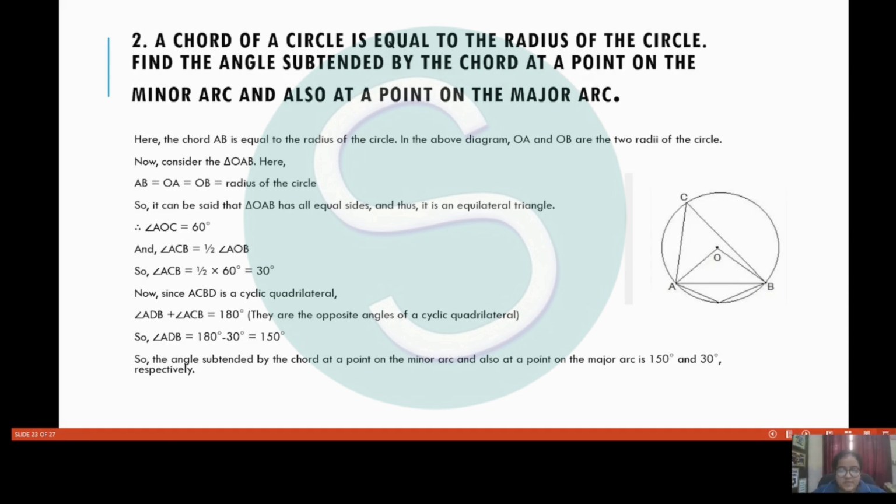So here it is given to us that a chord of a circle is equal to the radius of the circle, and we have to find the angle subtended by the chord at a point on the minor arc and also at a point on the major arc.